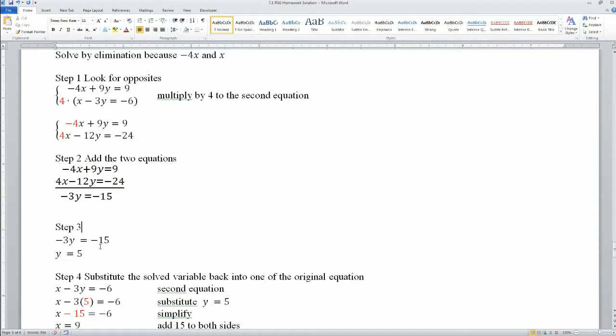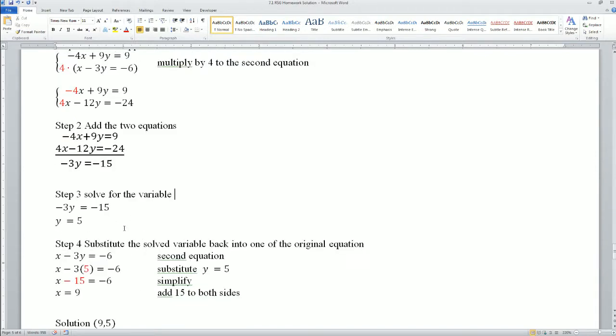Step 3, you want to solve for the variable now. In this case, you divide by negative 3 on both sides. Negative over negative gets you a positive. So y equals 5. Step 4, substitute the solved variable back into one of the original equations. In this case, I use the second equation. Can you use the first equation? Yes, you can. Same answer.